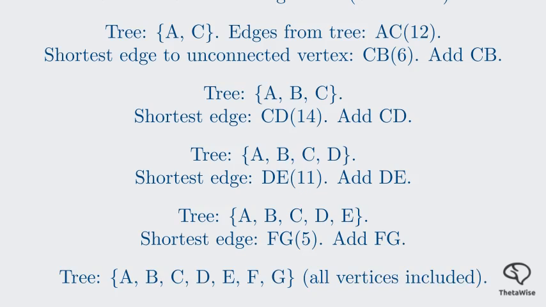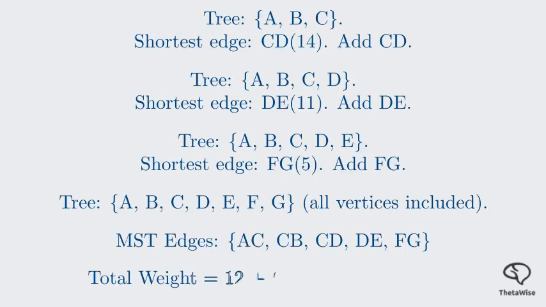The shortest edge from this set to an unconnected vertex is DE with weight 11. We add it. The tree now includes A, B, C, D, and E. The shortest edge to an unconnected vertex is FG with weight 5. We add it. The tree now has all 6 vertices and 5 edges. We stop. Our minimum spanning tree is composed of the edges AC, CB, CD, DE, and FG. Summing their costs gives a total weight of 12 plus 6 plus 14 plus 11 plus 5, which equals 48.